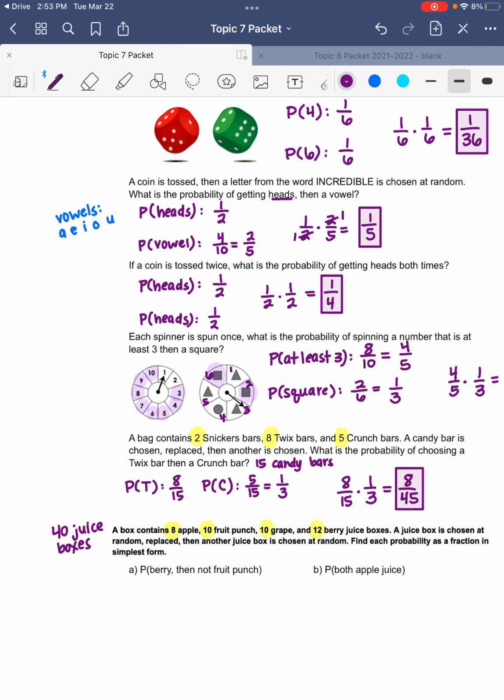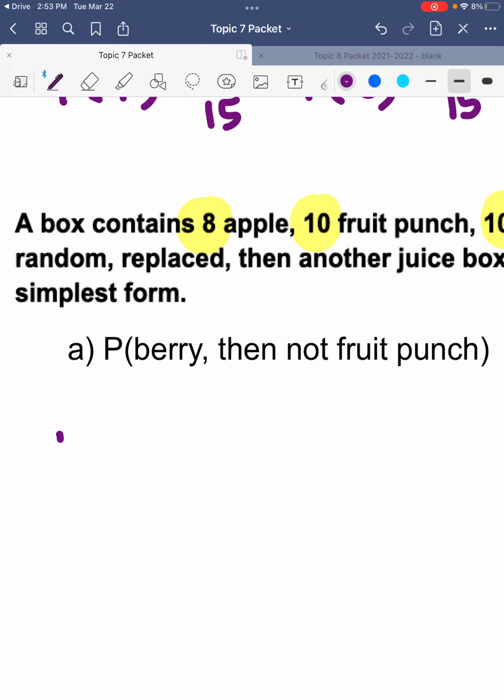Okay, so the probability of choosing berry. Well, there are 12 berry juice boxes. So 12 out of 40. Does that fraction reduce? It does. I know that 4 goes into each of those numbers. 12 divided by 4 is 3, and 40 divided by 4 is 10. So 3/10. So that's my probability of choosing a berry juice box.